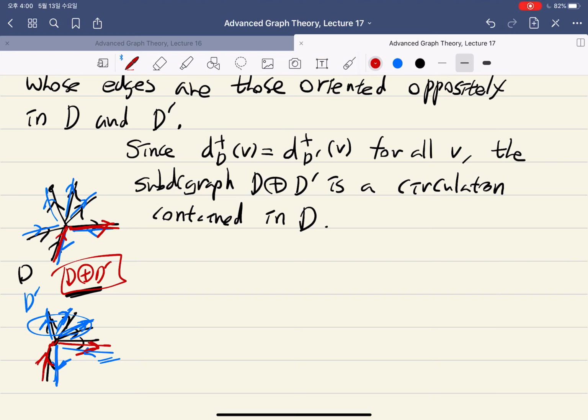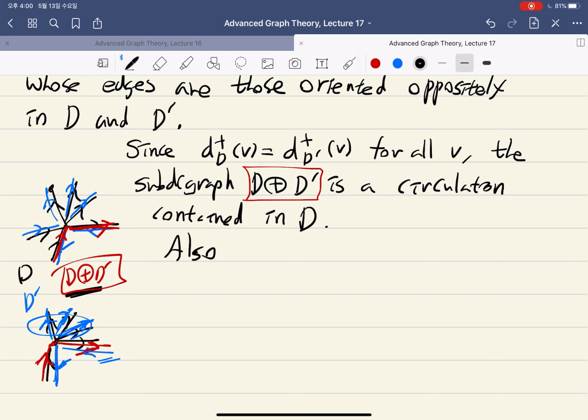So at every vertex, you can show that this D0 plus D prime has the same out degree and in degree. Out degree and in degree at the vertex are the same. So this is a circulation contained in D.